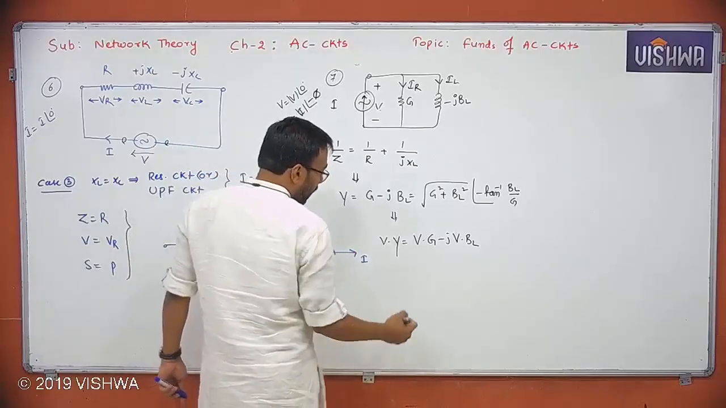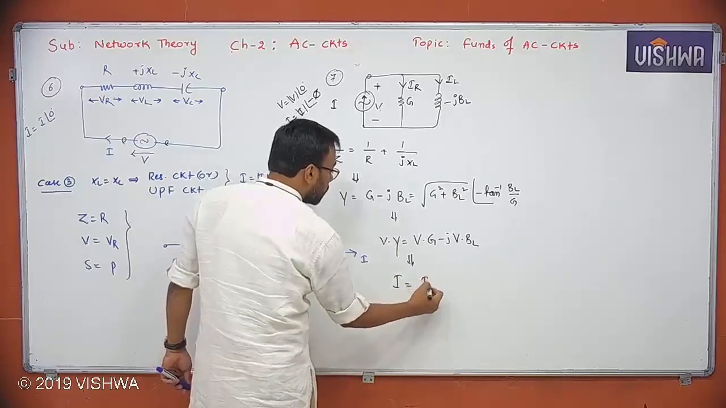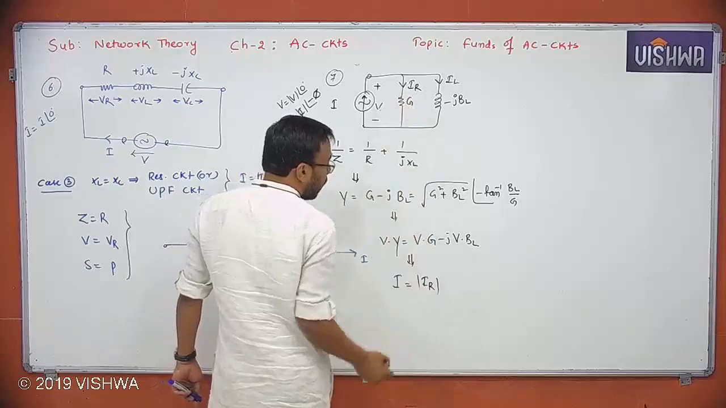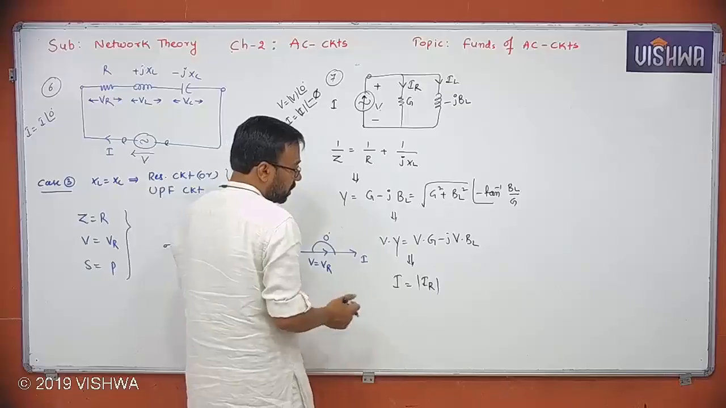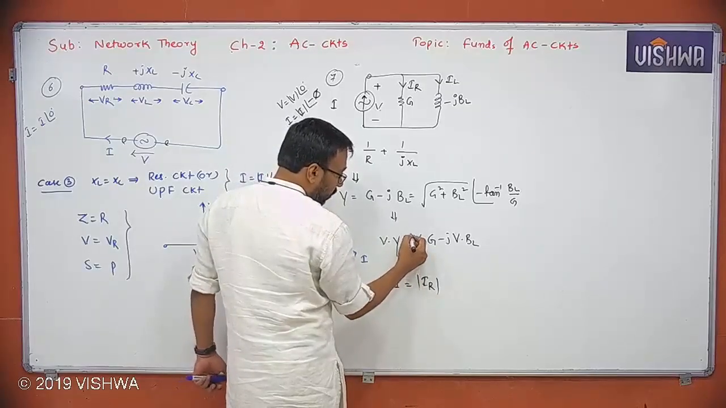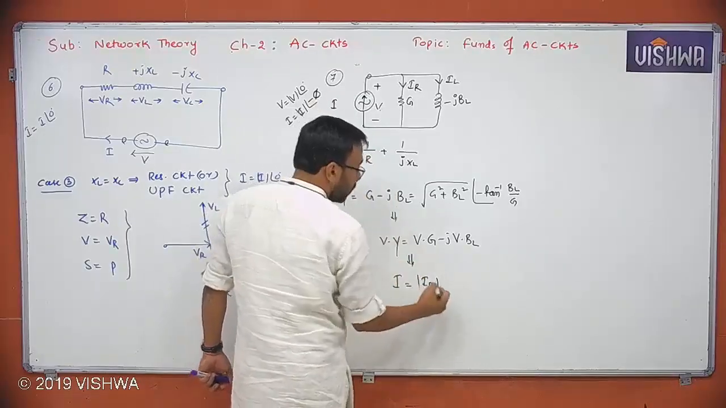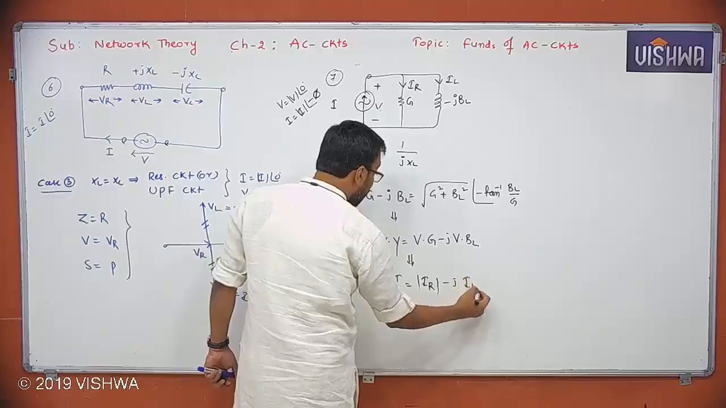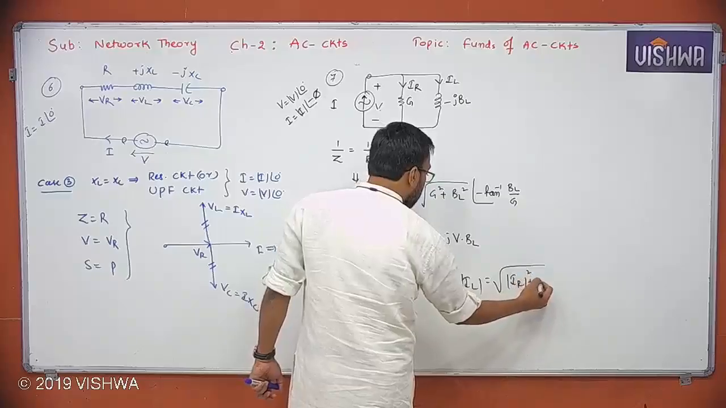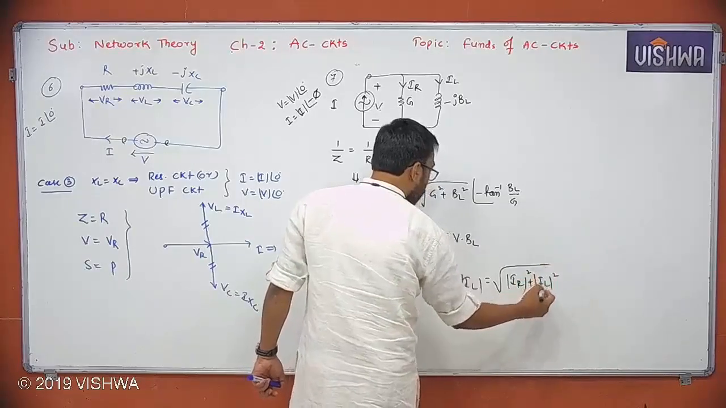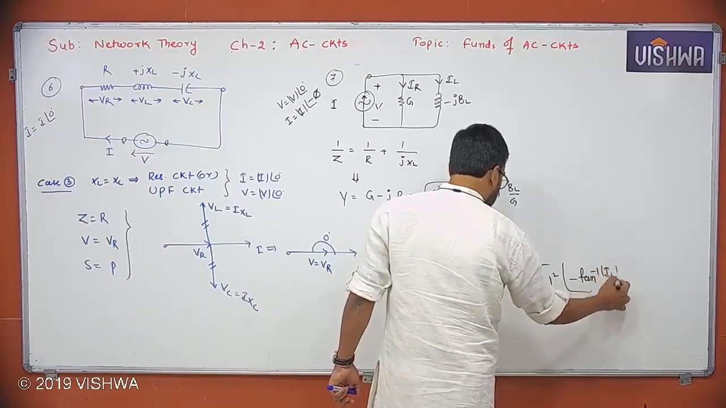Okay. So what do you get here? I can write here that I is equal to, because V into Y is nothing but I. This is nothing but IR, the current flowing through. The I and IR both are the same, because you know that it is V into G. What is the angle of V? 0. Angle of V is 0. Therefore, IR minus J IL I can take. Therefore, square root of IR square plus IL square at an angle of minus tan inverse IL by IR.